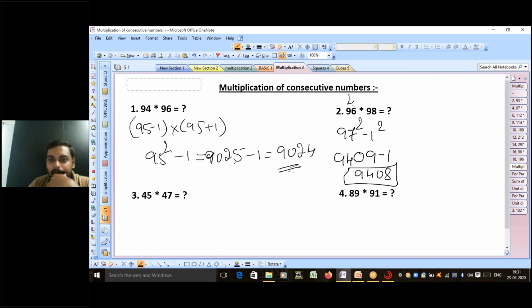From 100, it is 3 less and 1 less. So 4 2s are 08. Just subtract 2 from 96, you will find 94. So 9408 is the answer.